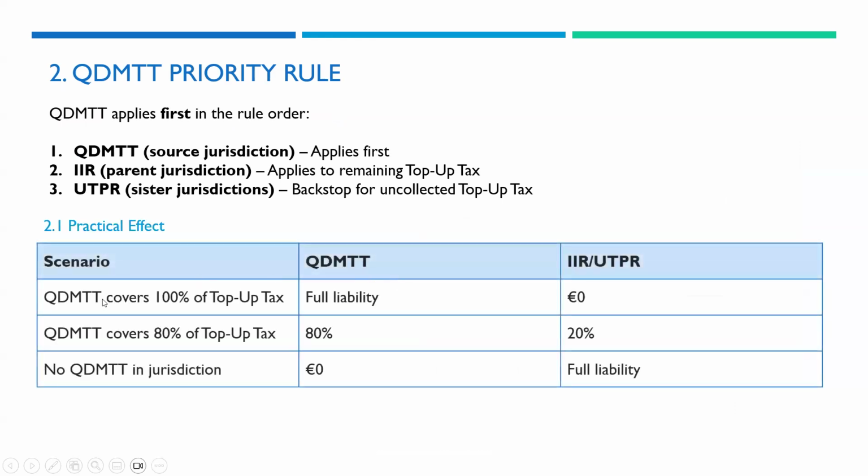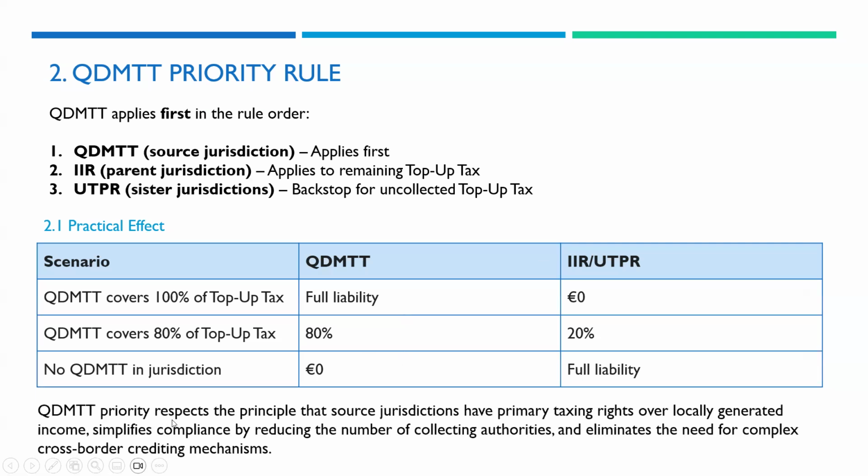So the practical effect is, let's say QDMTT covers 100% of top-up taxes. You have a QDMTT in the UAE, which is imposing 15% tax. Then the full liability is covered by QDMTT. There won't be any payment needed for IIR or UTPR. But let's say it covers 80% of the tax, then that 20% would be taken by IIR and UTPR. If there is no QDMTT in the jurisdiction, the entire top-up tax would be allocated to IIR and UTPR. So this is how the priority rule comes. IIR and UTPR can be imposed only after QDMTT.